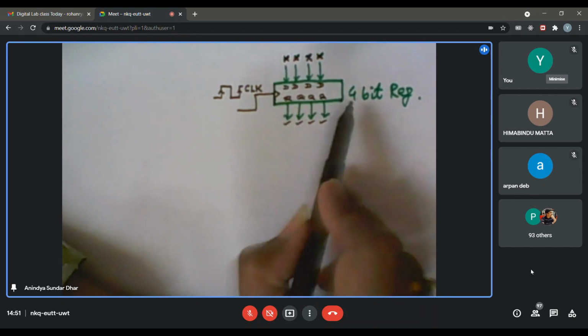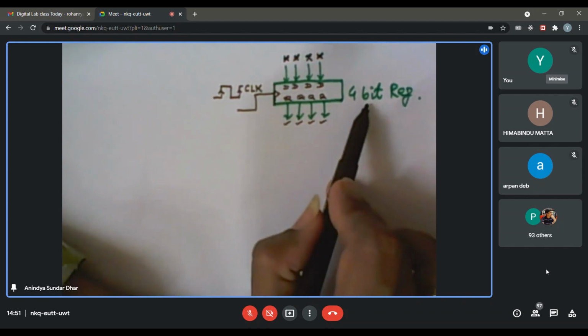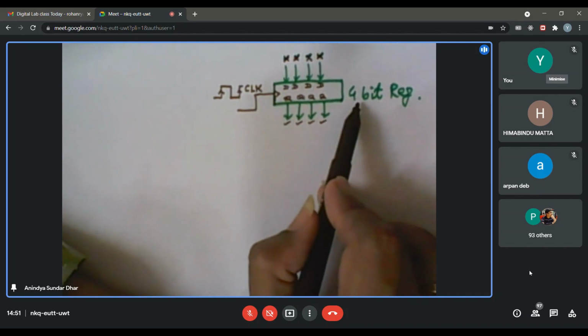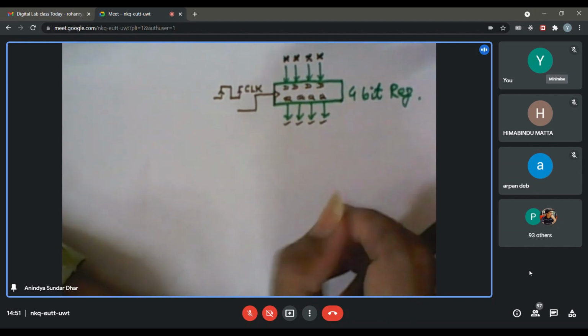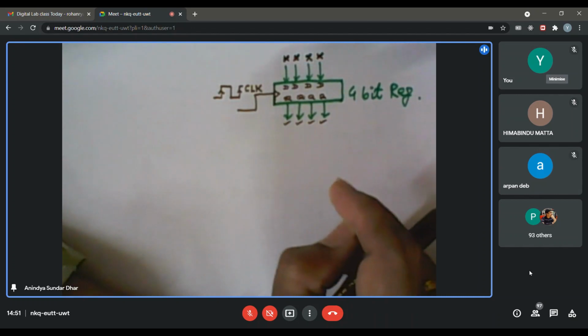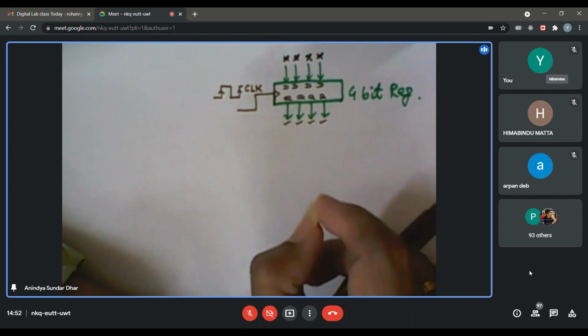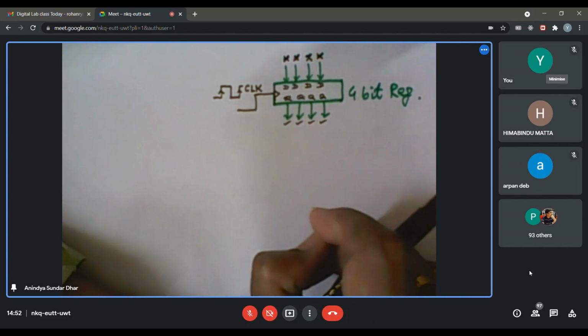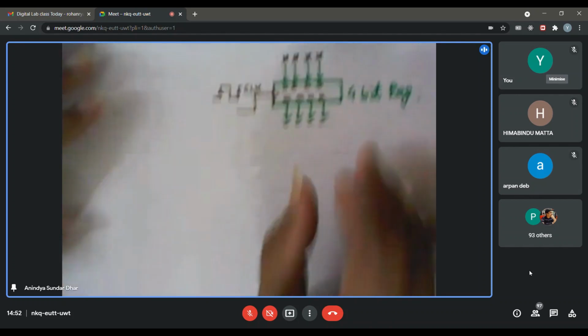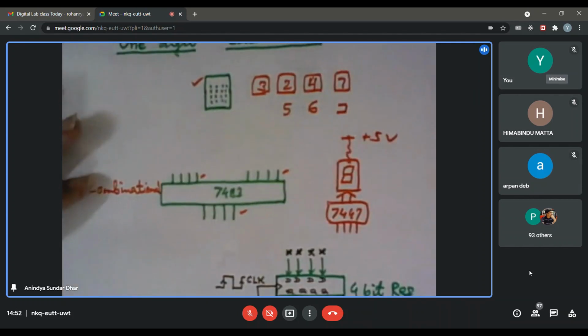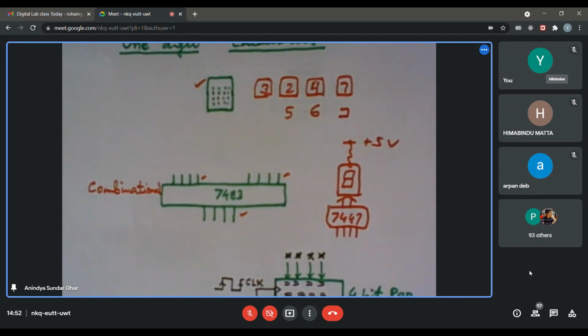So now can you suggest how do I use a 4-bit register along with 7483 and a single hex keypad, so that you can get the previously pressed key value also, and that will help getting 7483 two operands simultaneously. Any of you can unmute and say?